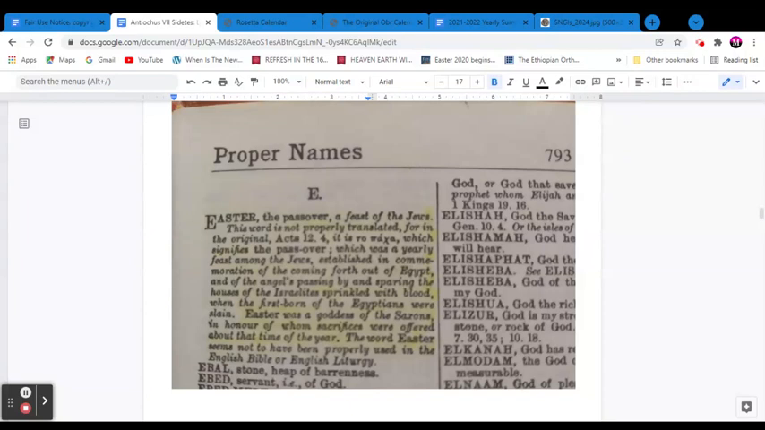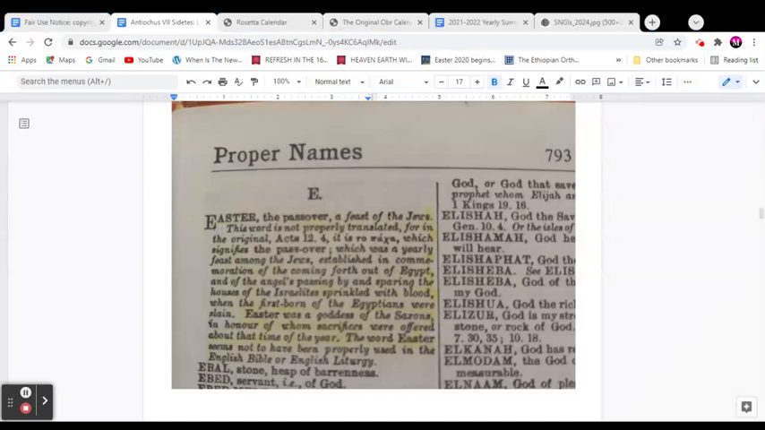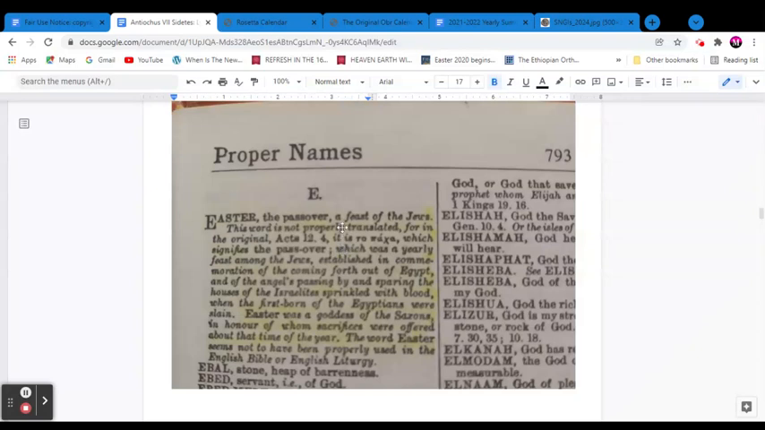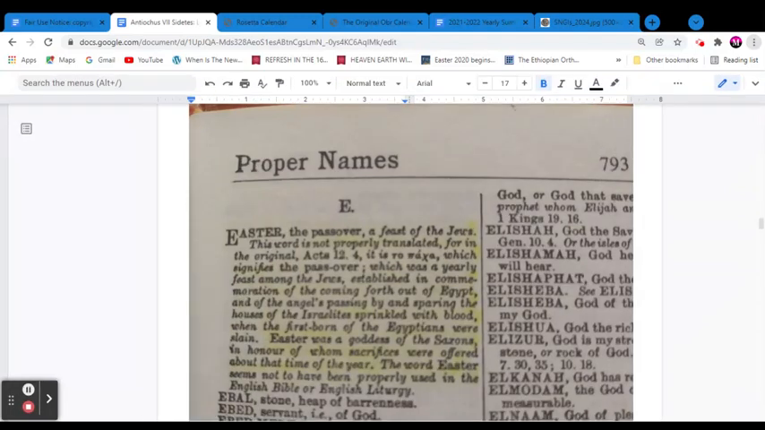This is going to talk about the translation that took place in the King James 1611 Bible. Listen up. Easter, the Passover, a feast of the Jews. You gotta hear that. Easter, the Passover, a feast of the Jews. Y'all weren't told something there, but let me keep reading. This word is not properly translated, for in the original, Acts chapter 12, verse 4, it is this Greek word. Let me blow this up because I want you to see this. That's the Greek word that is given us.